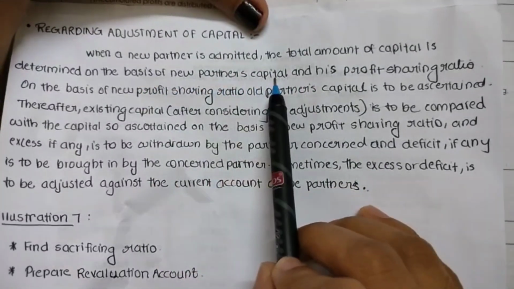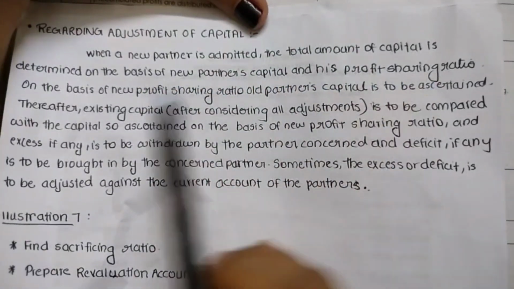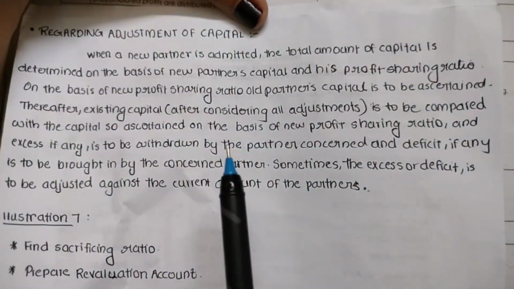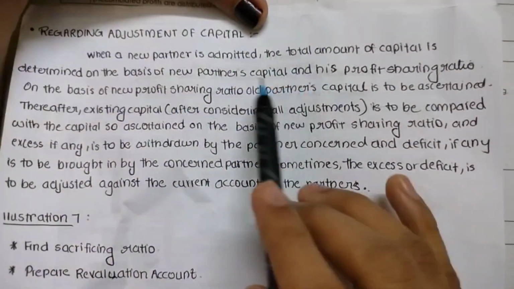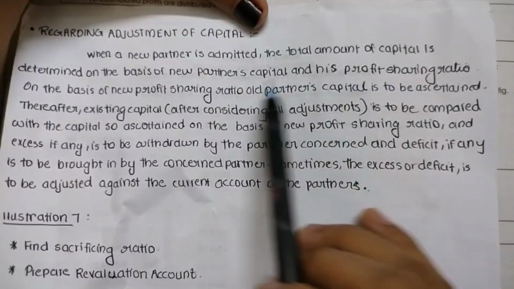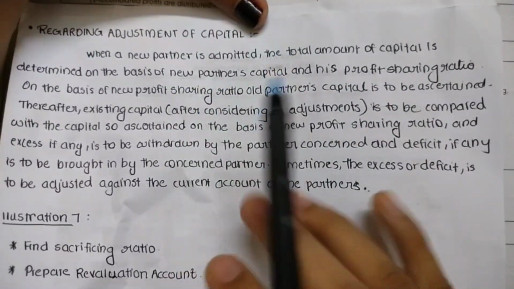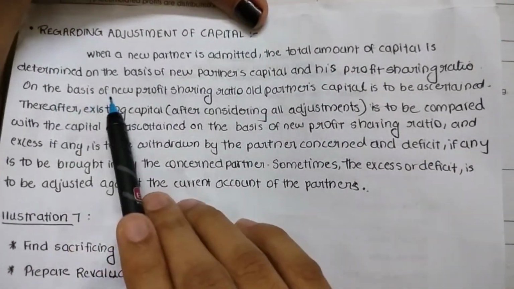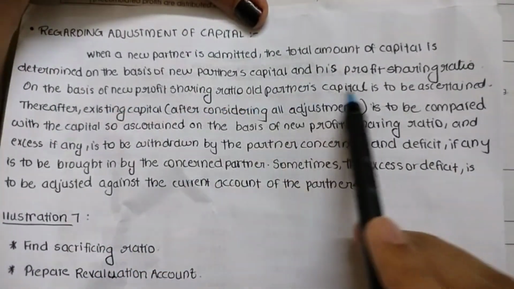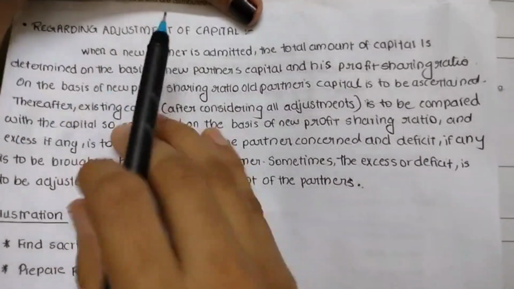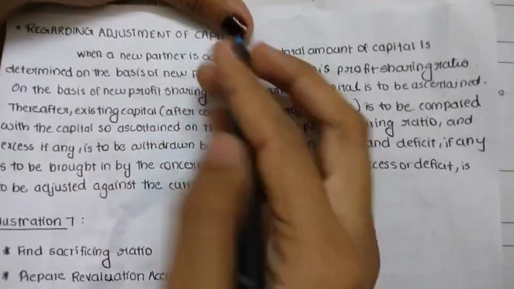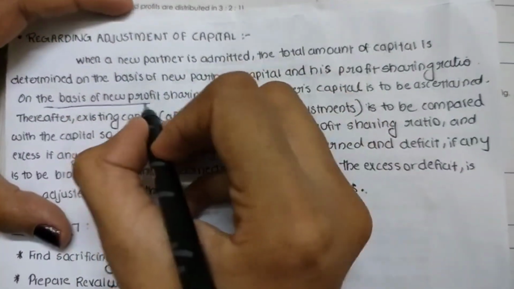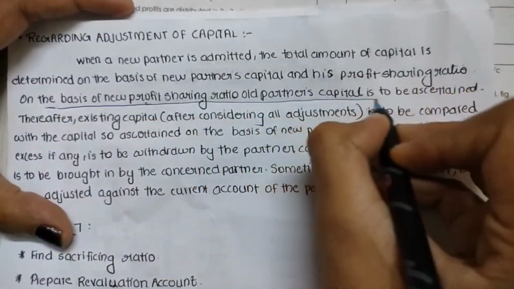On the basis of the new partner's capital and his profit sharing ratio, we are going to determine the total amount of capital. On the basis of the new profit sharing ratio, the old partners' capital is to be ascertained. So this is the important sentence here: on the basis of the new profit sharing ratio, we are going to find the old partners' capital.